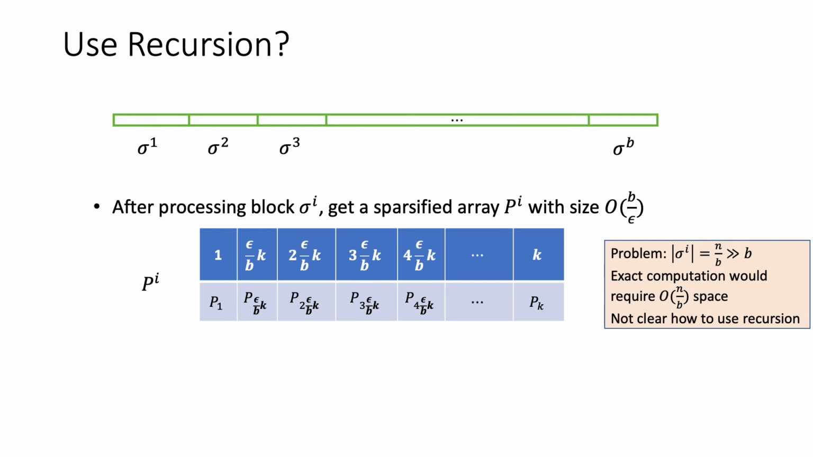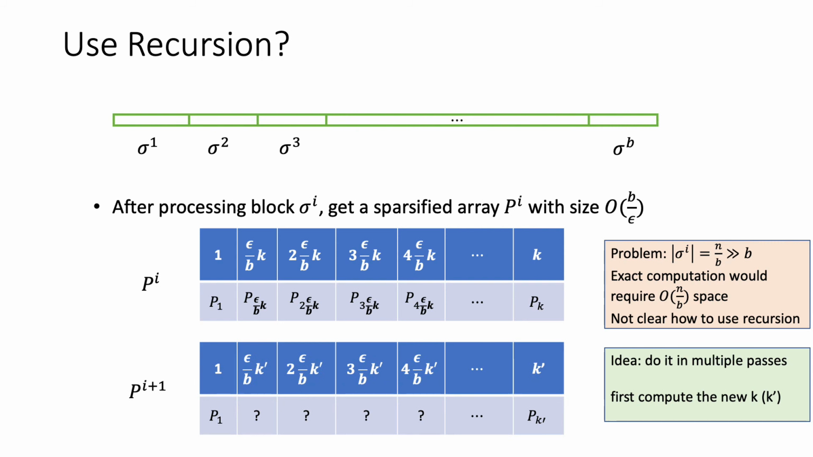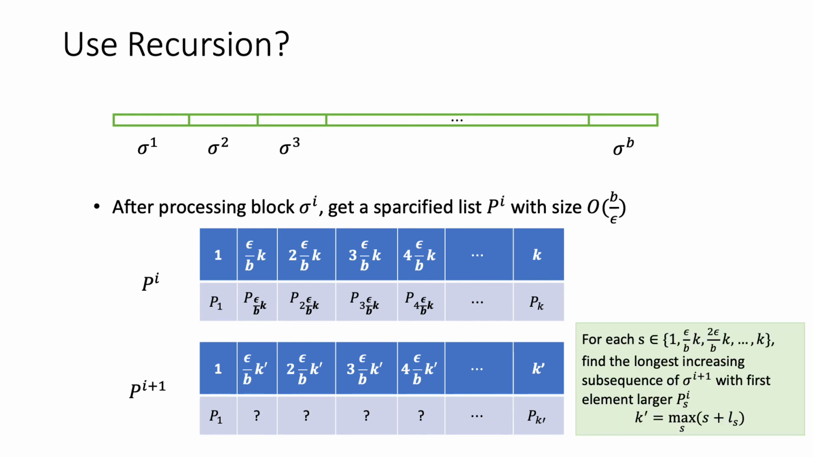Assume that after processing block sigma_i, we get a sparse array P_i with size b over epsilon. Then, to compute P_{i+1}, the idea is to do it in multiple passes. And the first step is to compute a new k', which is roughly the length of the longest increasing subsequence in the first i plus 1 blocks. Intuitively, k' is the length of the longest increasing subsequence that can be extended from P_i. Thus, we can do the following.